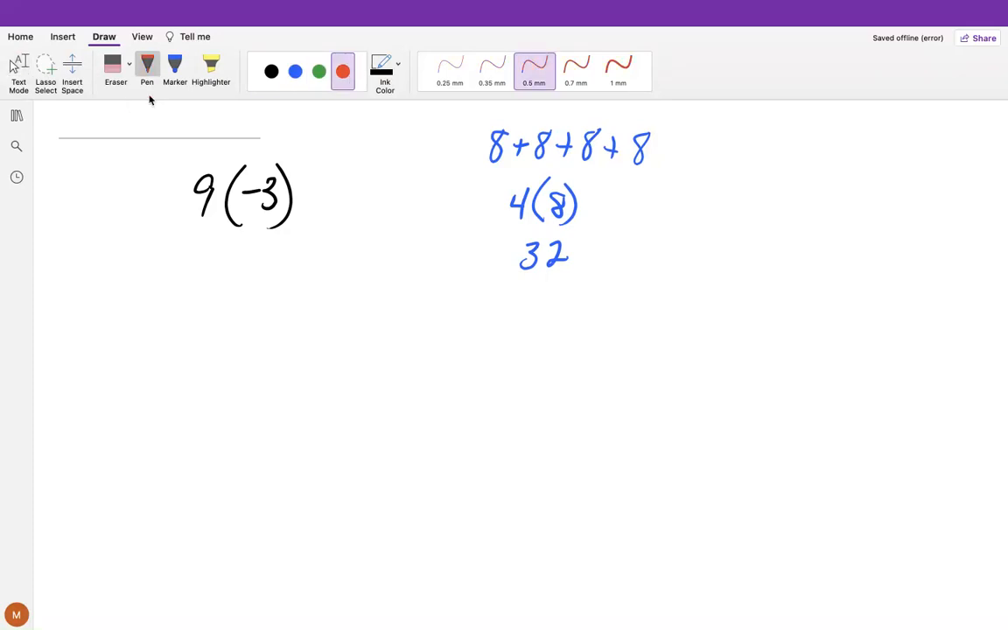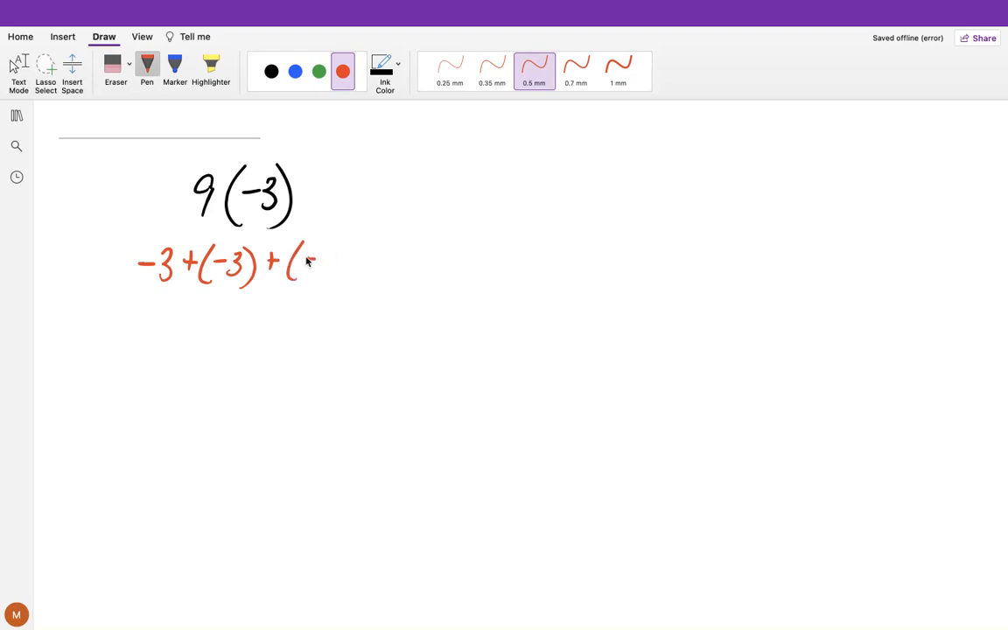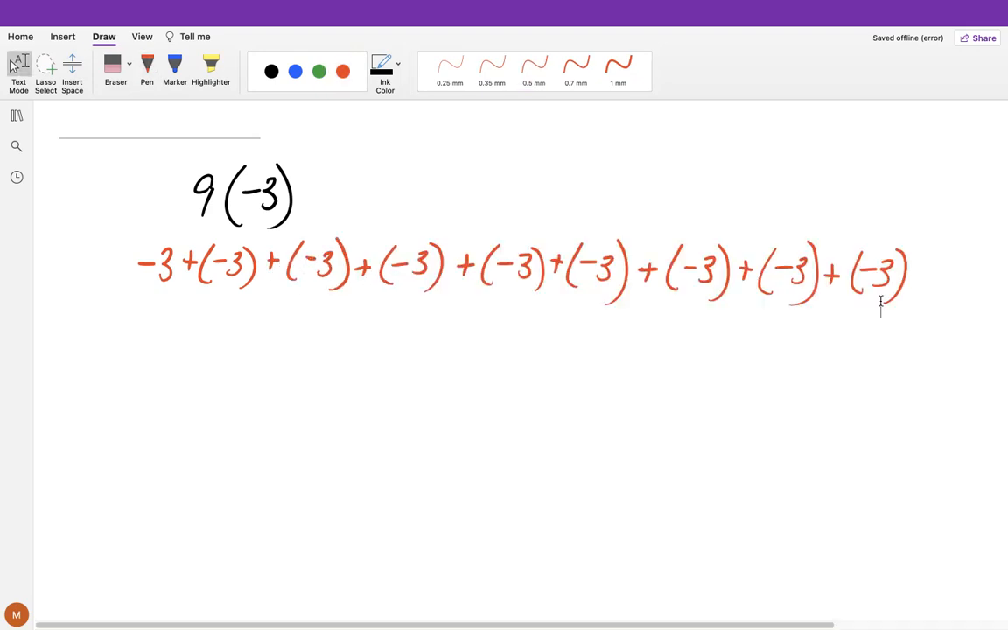So when I see 9 times negative 3, just to go over this rule again, what this is actually saying is I'm doing negative 3 added together 9 times. And we know already that when we're adding two negative numbers together, our sign is going to stay negative, because if you borrowed $3 from me for 9 straight days, you don't all of a sudden magically have money. You still owe me even more money.